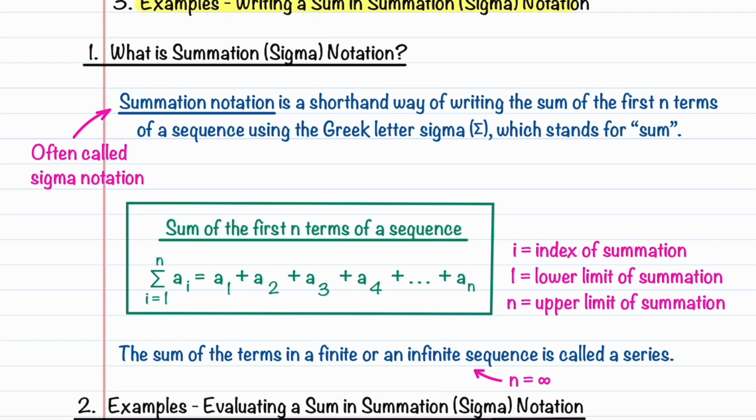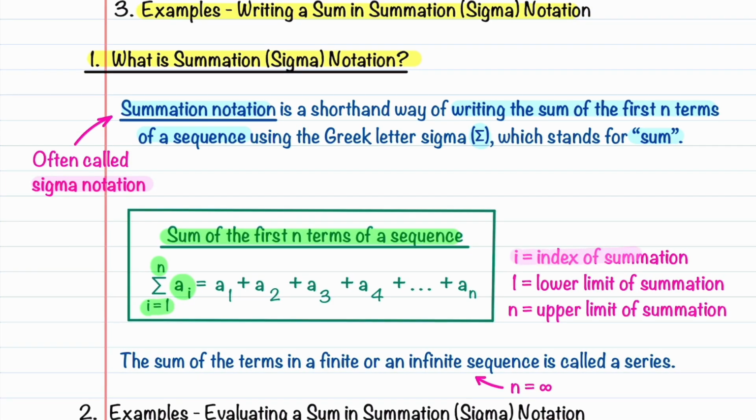Let's start by learning about summation notation. Summation notation, often called sigma notation, is just a shorthand way of writing the sum of the first n terms of a sequence using the Greek letter sigma, which stands for sum. We can write the sum of the first n terms of a sequence as the sum from i equals 1 to n of a sub i.